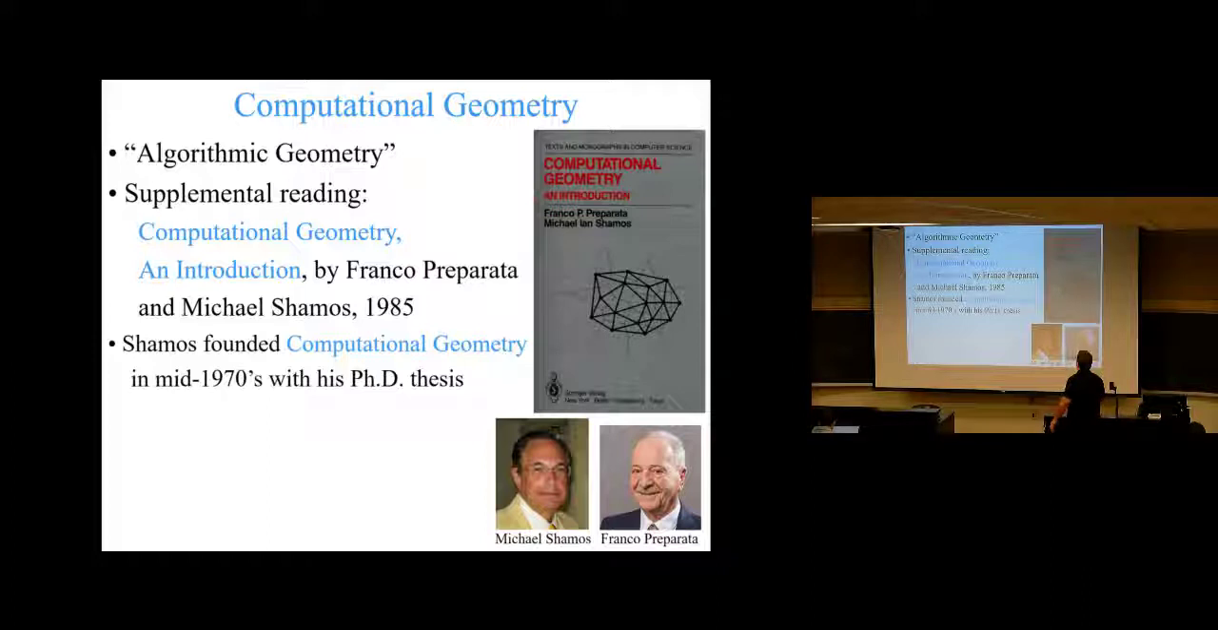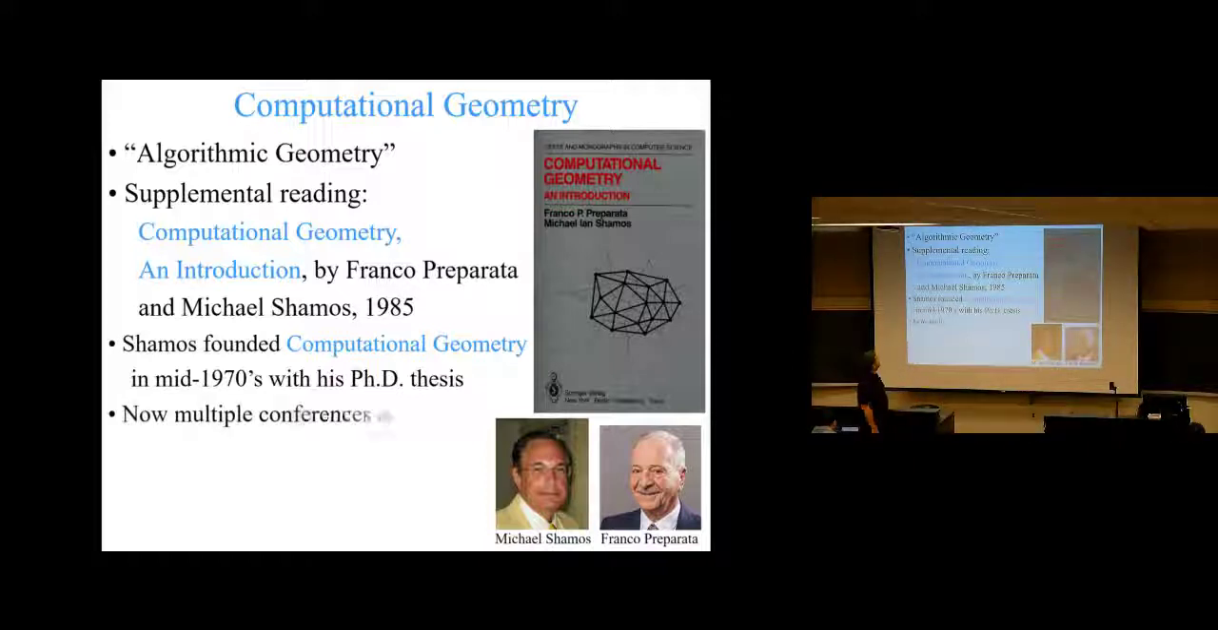Computational geometry was founded by Michael Ian Shamos in the mid-70s. With his PhD thesis, he single-handedly invented this whole field, basically, amazingly enough. It's very rare when that happens. When your PhD thesis creates a whole new sub-area of computer science, that's a good day. Actually, that's a good decade.